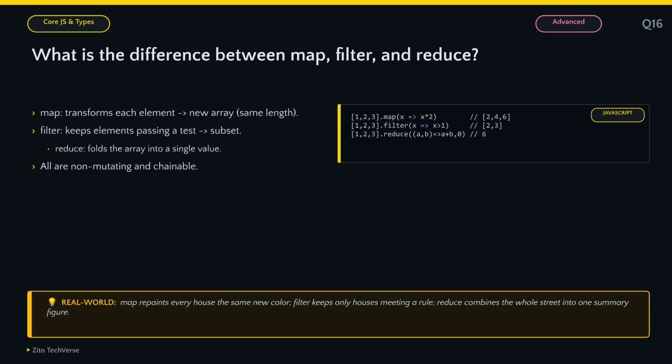Question 16. What is the difference between map, filter, and reduce? These are non-mutating array methods. Map transforms each element into a new array. Filter returns a subset of elements that pass a test. Reduce folds the entire array into a single accumulated value. All of these are chainable.